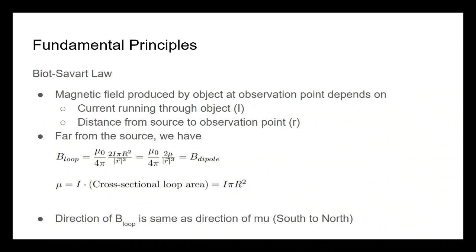So just as some fundamental principles, the biggest one being the Biot-Savart law, which has to do with magnetic field. It claims that magnetic field is produced by an object at an observation point that depends on both the current running through the object, which is I, and the distance from the source to the observation point, which is R. And far from the source, the magnetic field of a loop is approximately that of a dipole. In this case, the bar magnet is the dipole, where mu is I times the cross-sectional loop area. In this case, our loop or dipole was a cylinder, so the area is pi r squared. And the direction of the magnetic field of the loop is in the same direction as mu, so south to north.